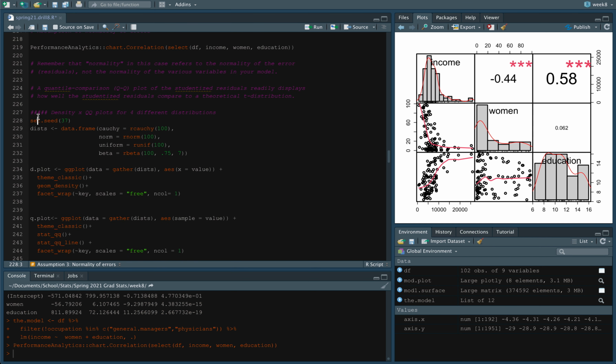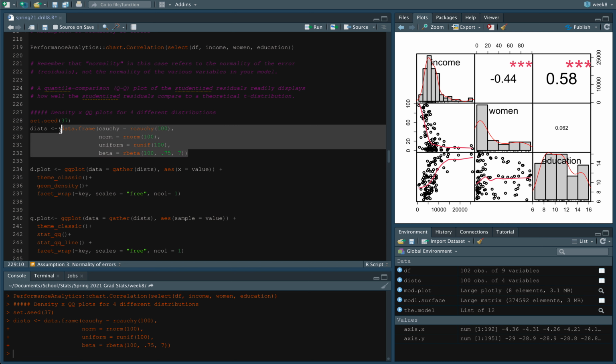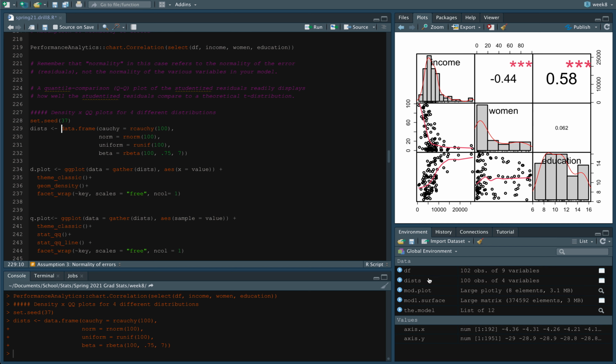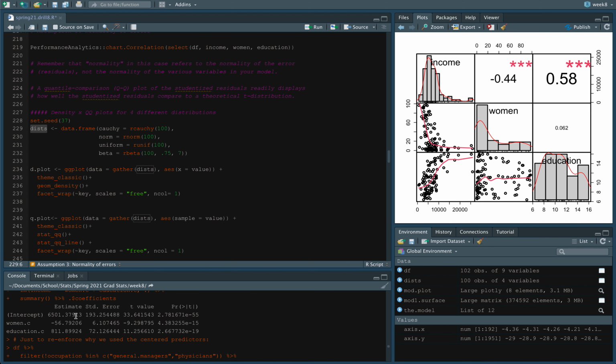And so all this is doing is I am creating a data frame here called dists, and I have 4 different distributions: a Cauchy distribution, a normal distribution, a uniform distribution, and a beta distribution. And I'm just randomly drawing 100 values for each distribution. This set seed is just to make sure that when you run the script, you'll get these exact same 100 values. And so now I've just created this dists thing that just drew 100 random numbers.